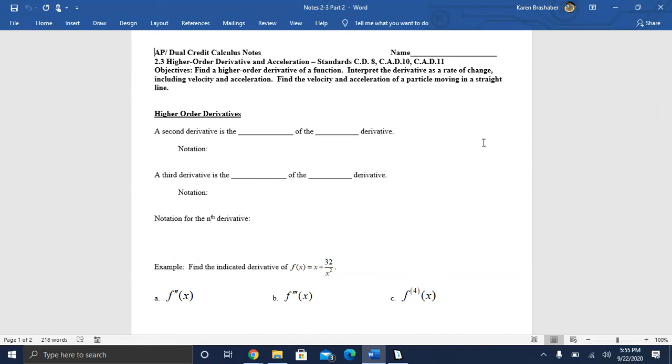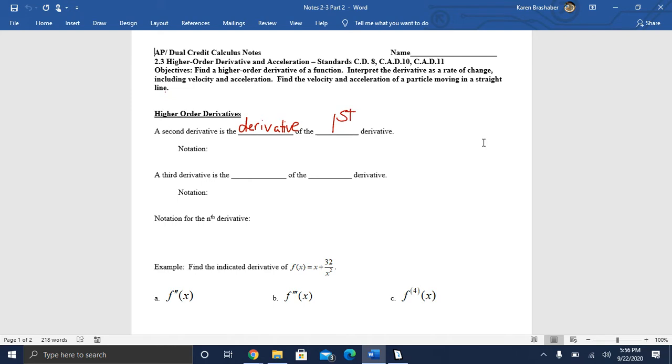Students, we're working on higher order derivatives today, and from that we will develop a function representing acceleration. The first higher order derivative that we will consider is what's known as a second derivative, and a second derivative is the derivative of the first derivative.